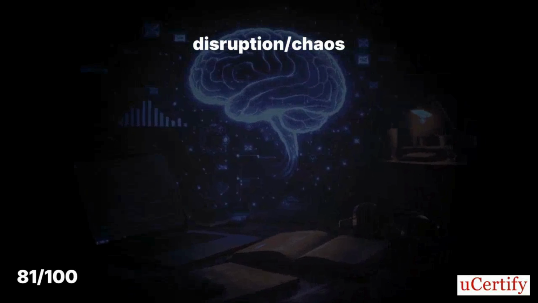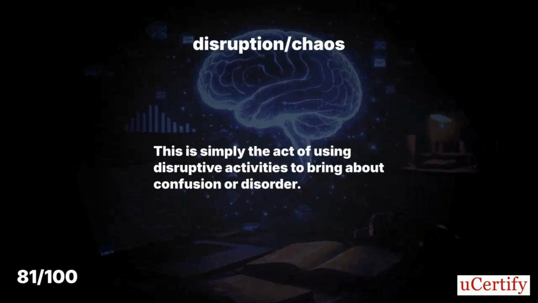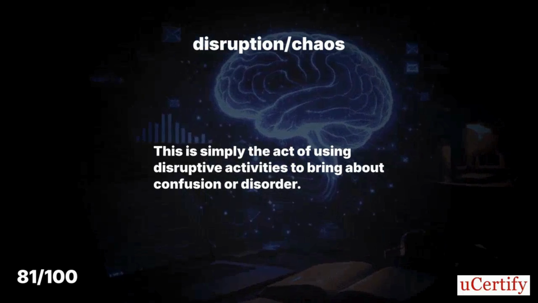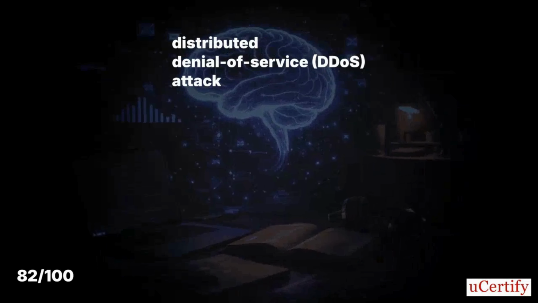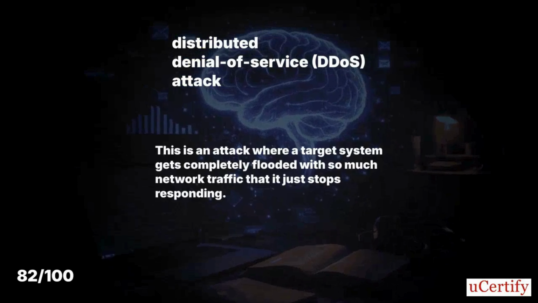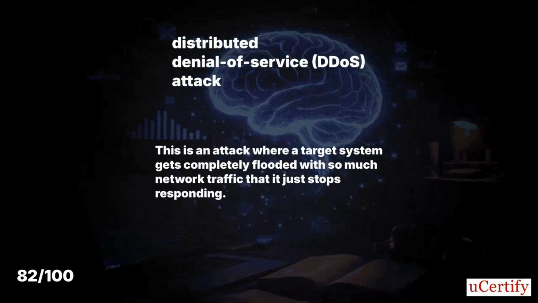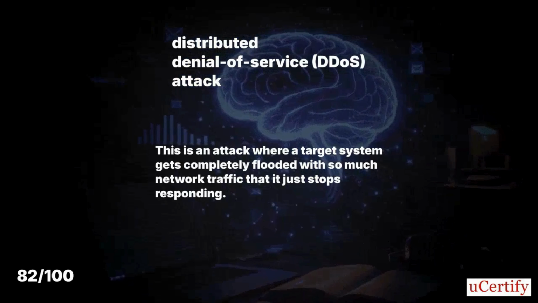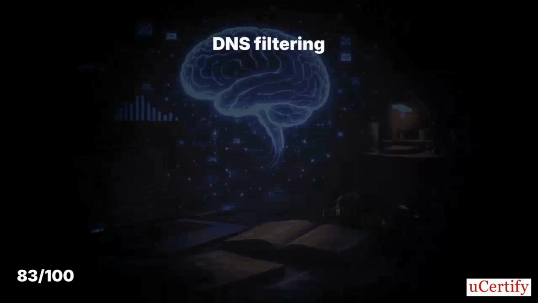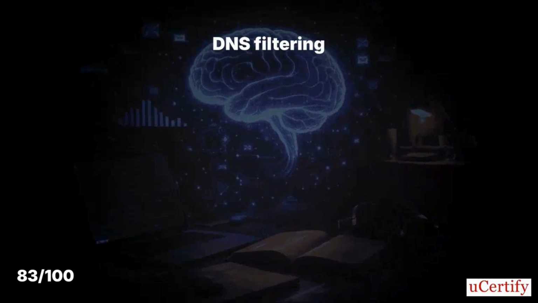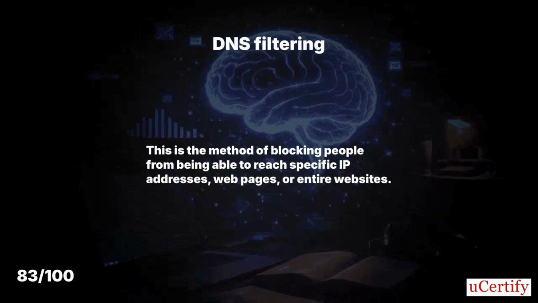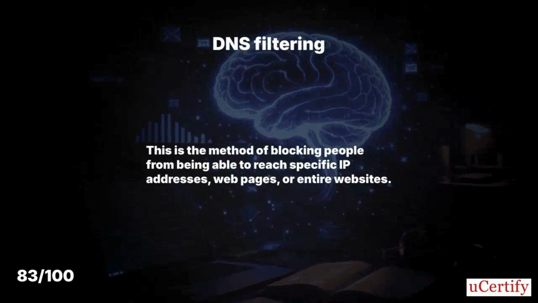Disruption chaos. This is simply the act of using disruptive activities to bring about confusion or disorder. Distributed denial of service, DDoS attack. This is an attack where a target system gets completely flooded with so much network traffic that it just stops responding. DNS filtering. This is the method of blocking people from being able to reach specific IP addresses, web pages, or entire websites.